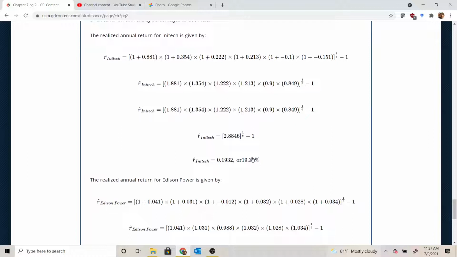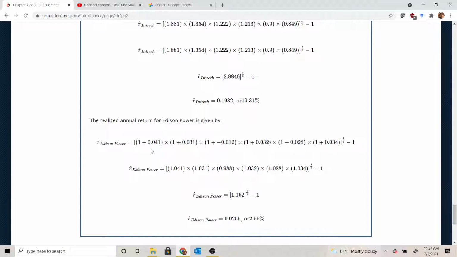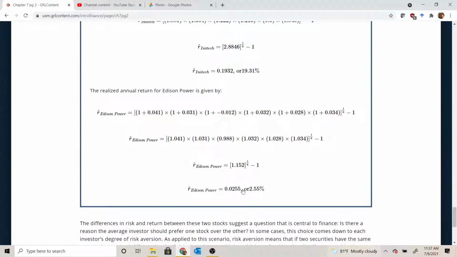And we find that the realized return, so if you're an investor who purchased Initech stock at the beginning of 2016, held it through 2021, your annual realized return would have been about 19.31%, which is lower than the average because of the way compound return works, and we've got these 2 negative returns on the end here that really bring down our actual realized return. And we do the same thing for Edison Power, go through the same calculation, and we see that the realized return is about 2.55%, which was pretty close to the average return, and that's because there's much less variability involved there. So the compound returns aren't playing as large a role, especially because they're smaller returns.